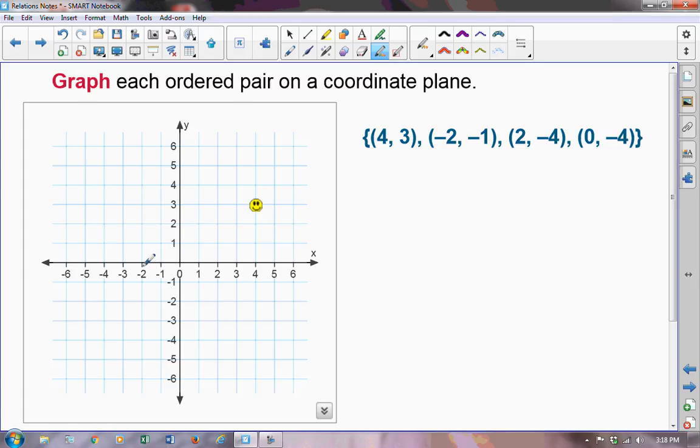Then to the left 2 and down 1 represents the point -2, -1. And then to the right 2 and down 4 represents the point 2, -4. And then when we have 0 for either x or y, if x is 0, then you'll just move up and down, and if y is 0, then you'll just move left and right. So 0, we don't move, and then we'll go down 4 to represent 0, -4.